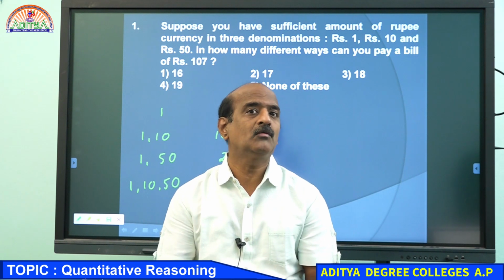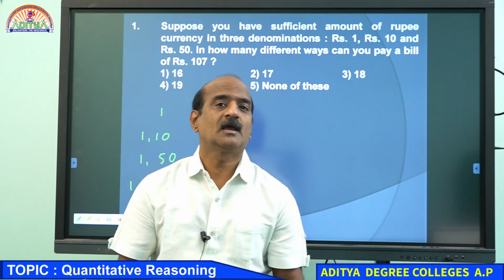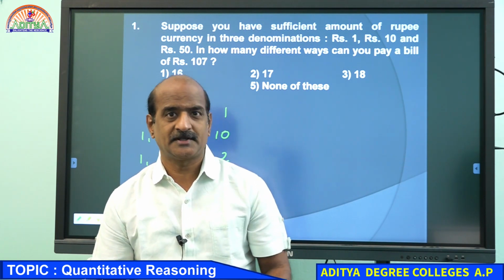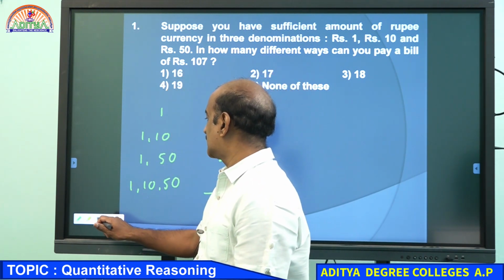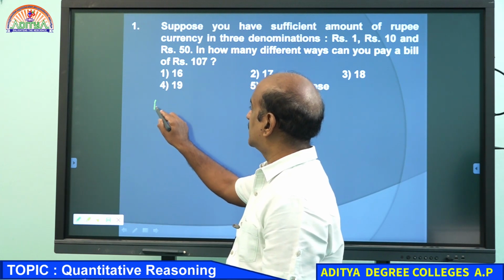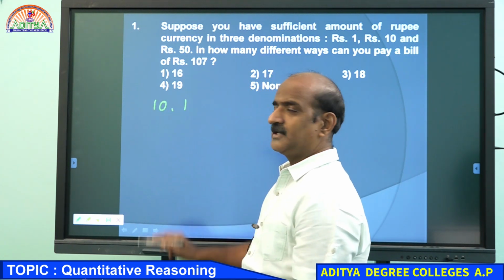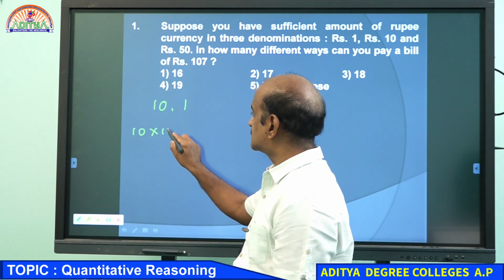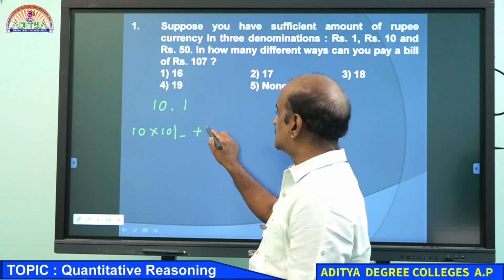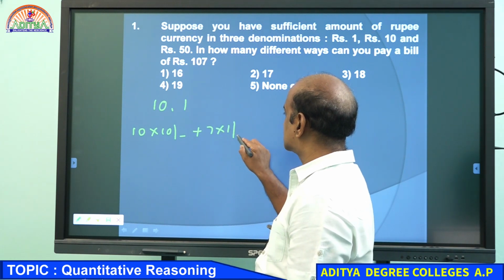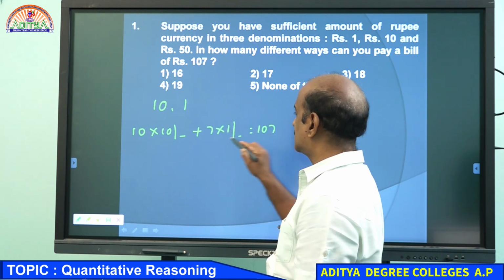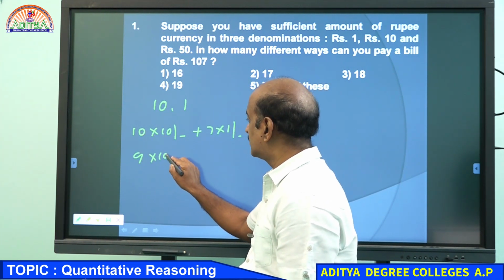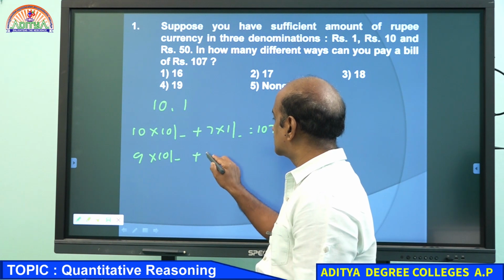You can ask me, sir, how can we avoid missing any possibility? Actually, my dear students, with the combination of 10 rupees and 1 rupee, see how I tried it. 10 rupee notes, come on students, and 7 1 rupee notes. That makes 107. I started with the bigger number. Once I reduce it by 1, you need to increase the other by 10.